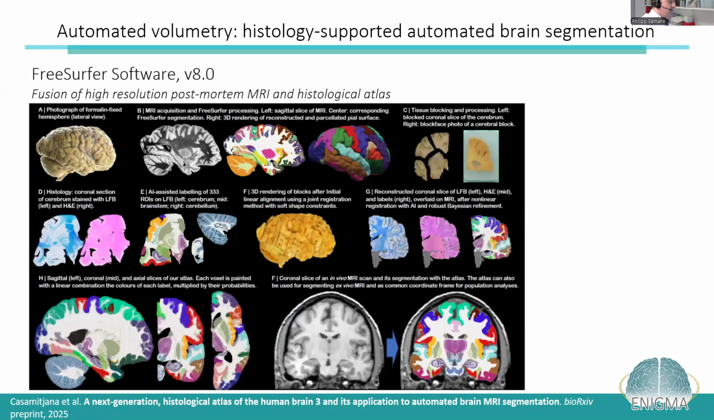The same principle is meanwhile available for the whole brain in a very new version of the FreeSurfer software. Here also, high resolution postmortem MRI information has been fused with in vivo segmentations and allows you to gain histologically or quasi-histologically informed parcellations of the brain in a fully automated manner.